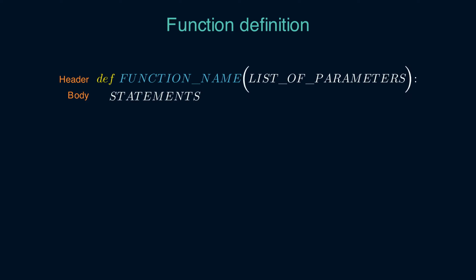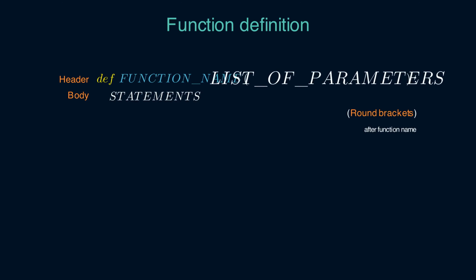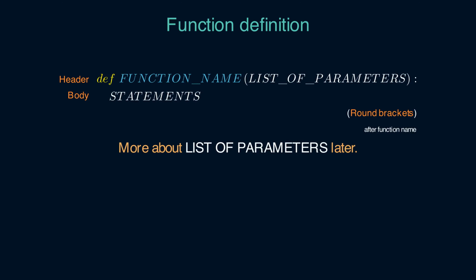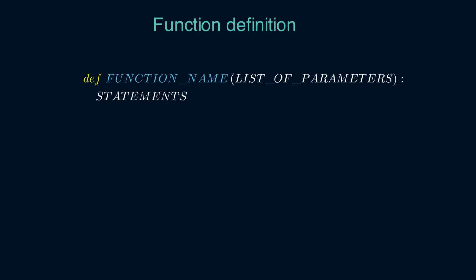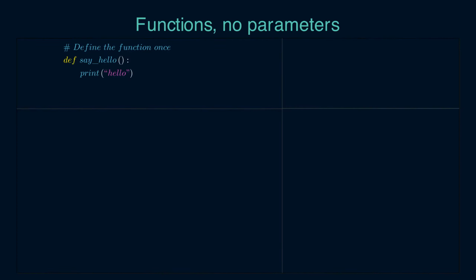There is a pair of round brackets after function name, and the parameters are listed inside these brackets. More about list of parameters later. Body must be indented one level right to the header. That is, by convention, put 4 spaces at the beginning of each line. An example, with no parameters.